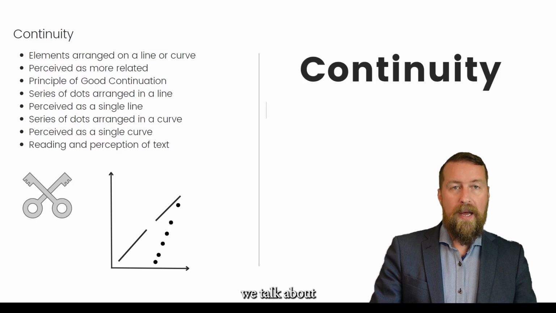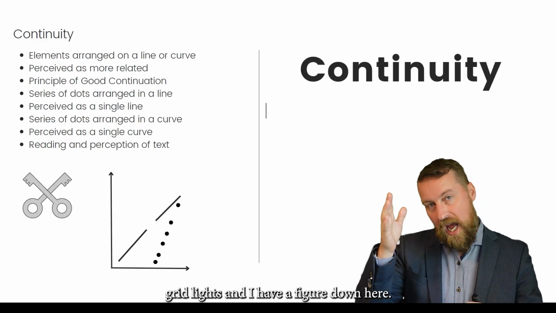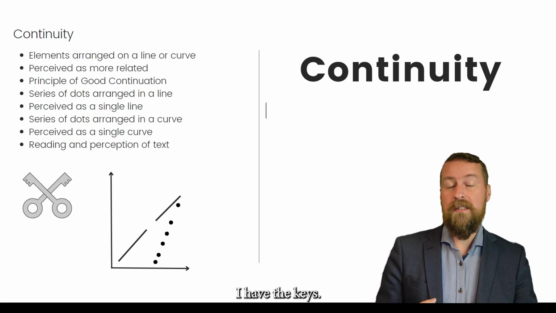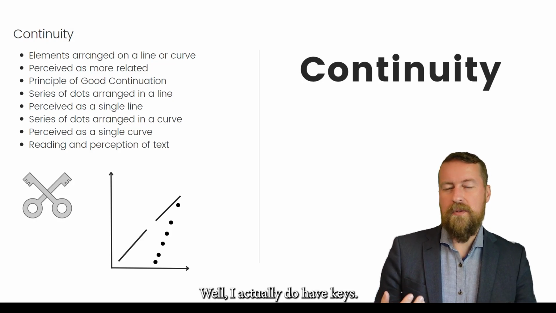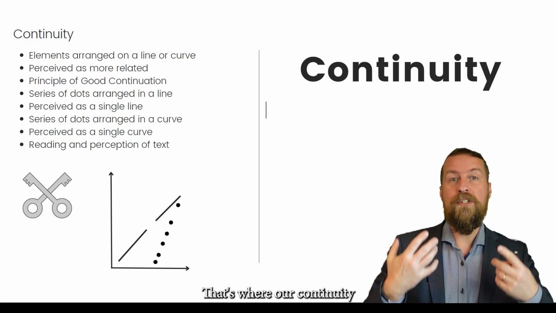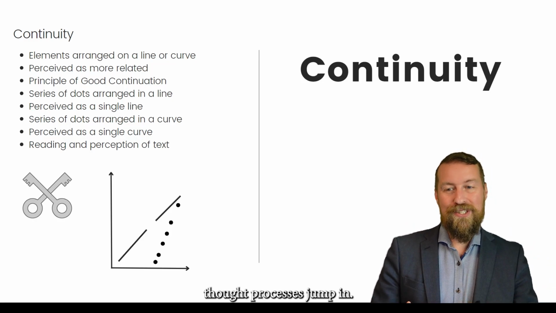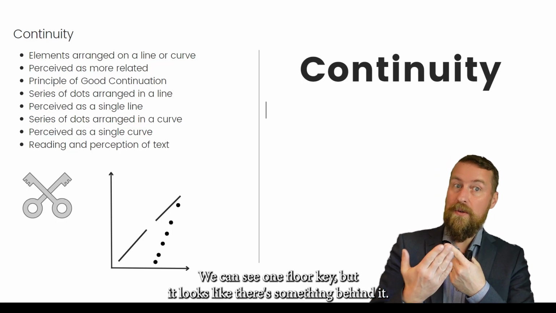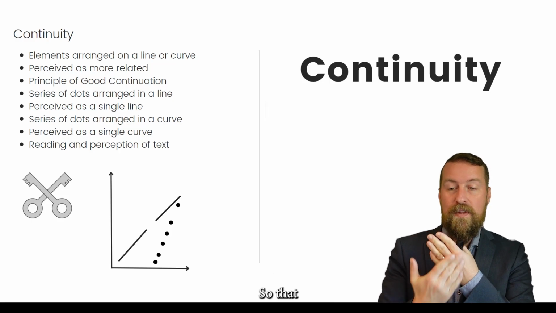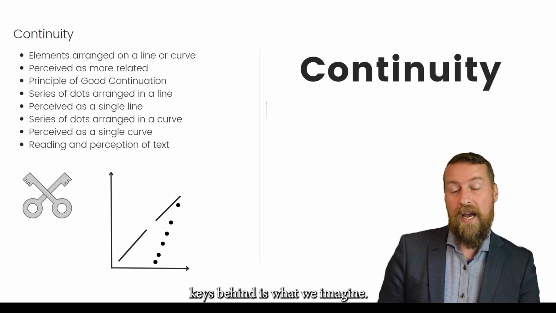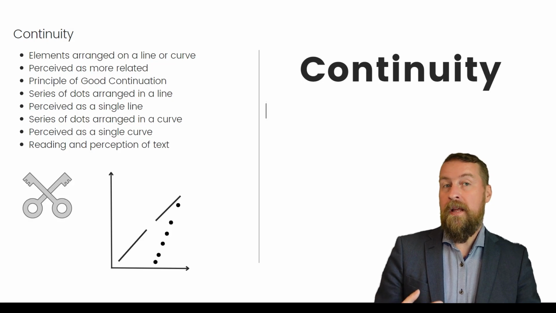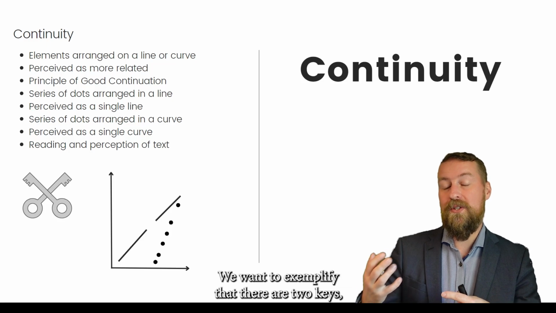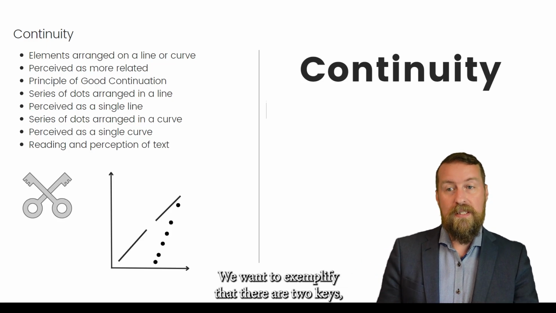When we then talk about continuity, and I have a figure down here, if we start on the left, I have the keys. Well, actually, do I have keys? That's where our continuity thought processes jump in. We can see one full key, but it looks like there's something behind it. So that key behind it is what we imagine. That's good in this case, because that's what we want. We want to exemplify that there are 2 keys.